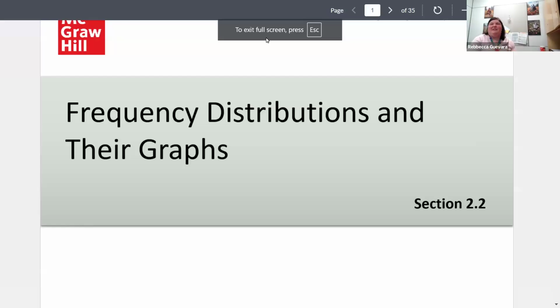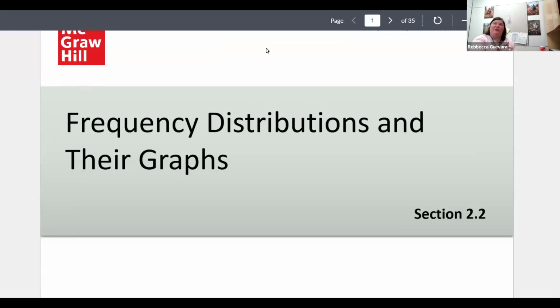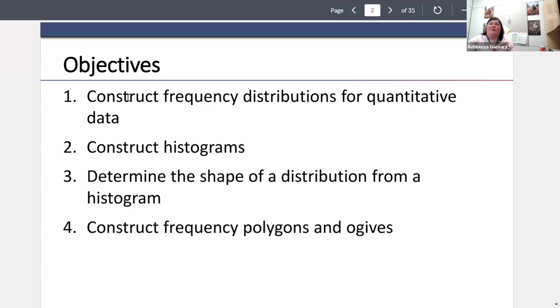The other half of that last section. So we were dealing with frequency distributions and qualitative data. We are now going to deal with something a little different. We're going to construct a frequency distribution for quantitative data now. We're going to construct histograms.